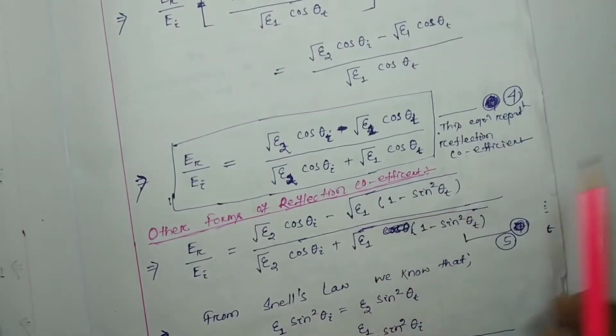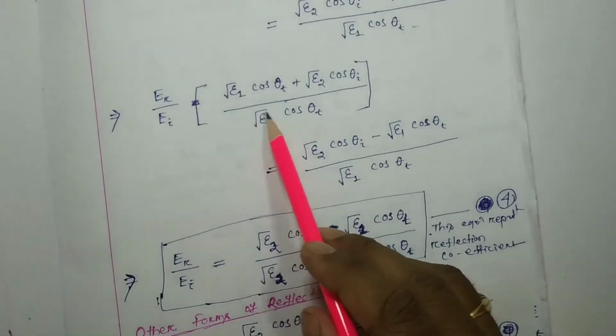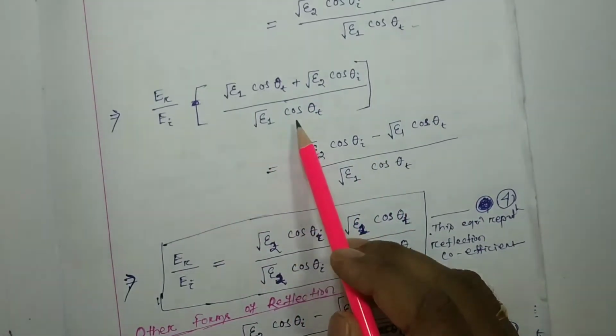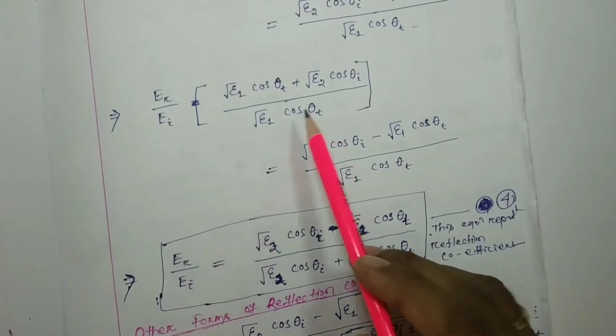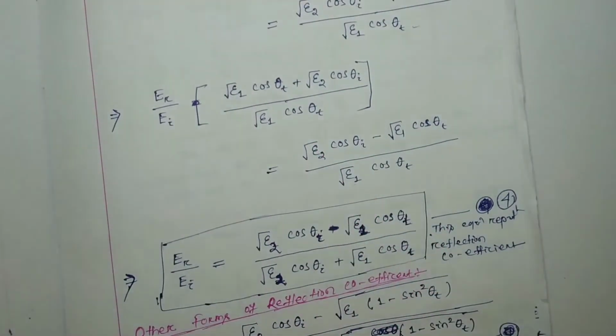Now here you can see left hand side, right hand side, the denominator term, root of epsilon 1 cos theta t, root of epsilon 1 cos theta t, both got cancelled.